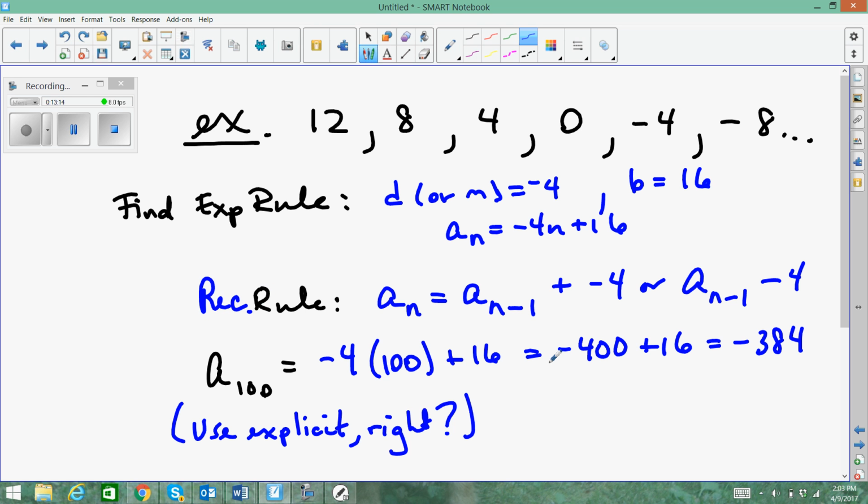Recursive rule is we take a sub n minus 1, previous term, plus -4. Or we could be sophisticated and say a sub n minus 1 minus 4. If we want to find a sub 100, or the 100th term, it would be silly to use the recursive rule because we'd have to do each one. This is why explicit rules are really very helpful. So we just plug 100 in for n, do the math, and out you come with -384. This makes sense because this is decreasing, so obviously we'd think we'd have a pretty big negative number.